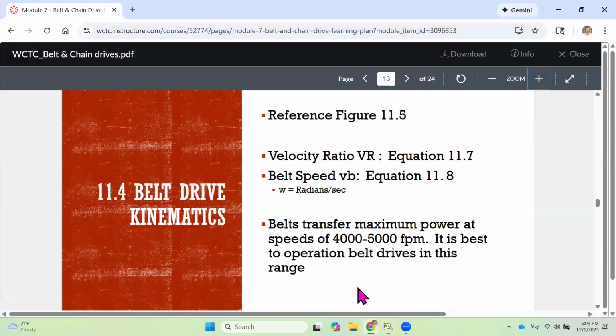Oh, this is a good statement to look at. Belts transfer maximum power at speeds between 4,000 and 5,000 feet per minute. So when we calculate our belt speed, that is a straight line velocity, and we want to make sure that our belts are operating in that range.